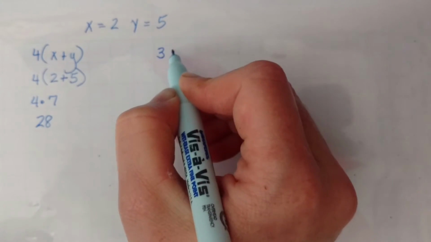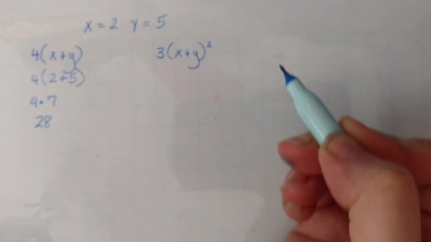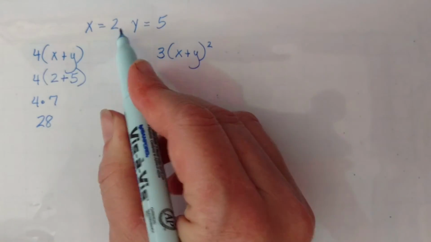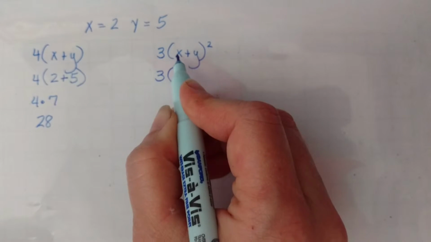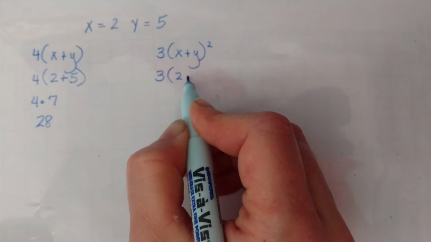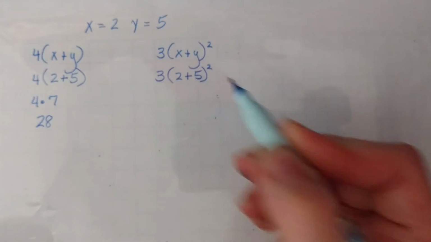Let's look at another problem. 3 times the quantity x plus y squared. Again, we're going to use the x equals 2 and the y equals 5. So we're going to keep our 3. We're going to bring down our parentheses. Instead of x, we're putting 2. And plus, instead of y, we're putting 5. And we're going to keep that square out there.